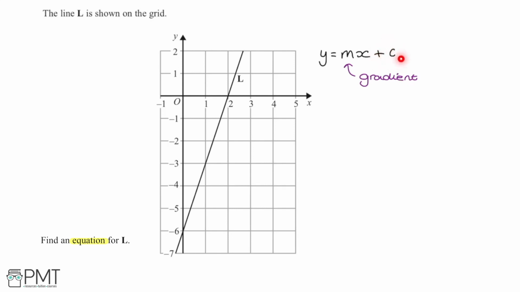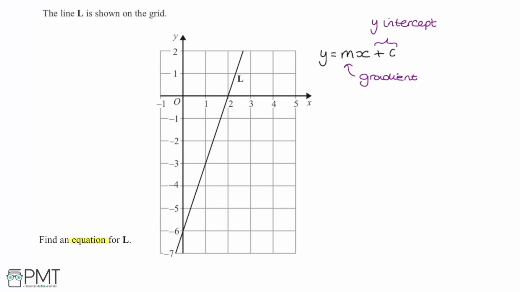And then c here is going to be another constant, but this constant is going to be equal to the y-intercept of the graph. Now we can see this because when we have the y-intercept, the x value is going to be 0 when we're working with the y-axis. If x is 0, mx is also 0. So y is equal to c. So the y-intercept is going to be this value of c. So I can then use this information to work out the equation of the graph.